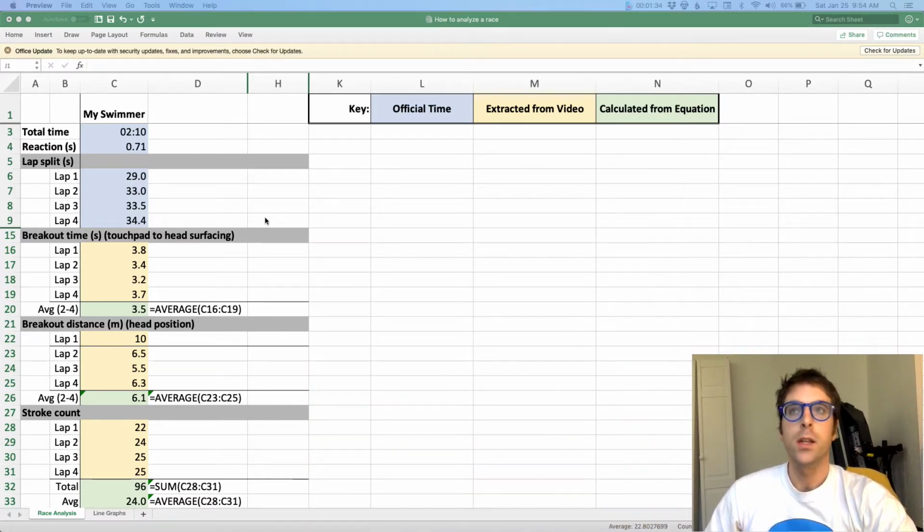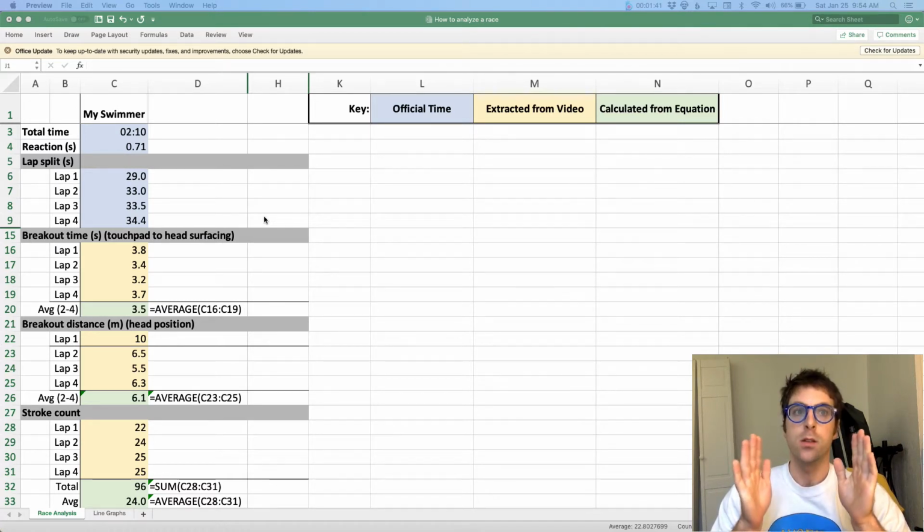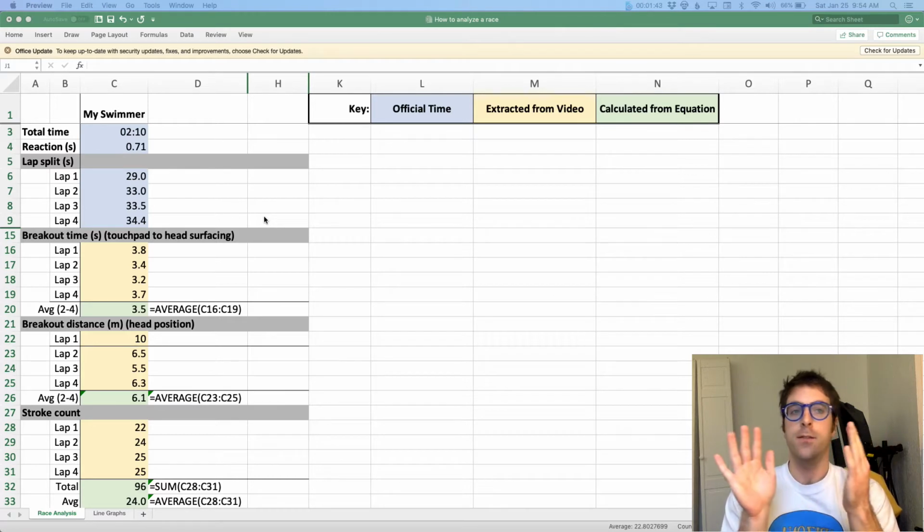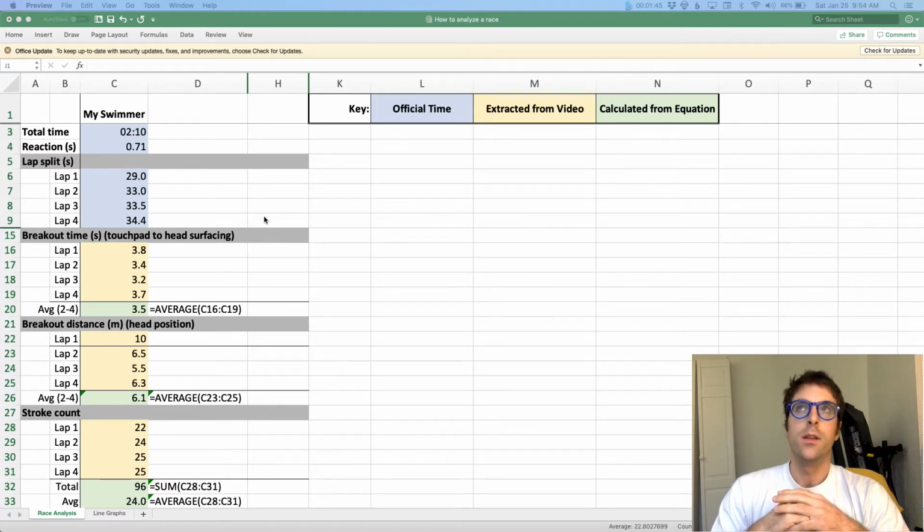Basically, I was looking at a video of a swimmer that was taken from the stands. So the video was just panning left to right. And so it can be a little bit challenging to figure out exactly where the swimmer is in the pool at a given time point, but that's a limitation of the vantage point, and you just do your best.